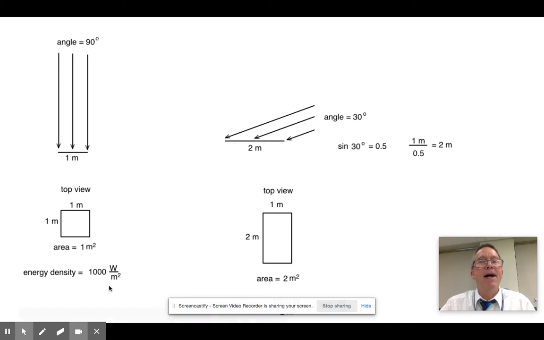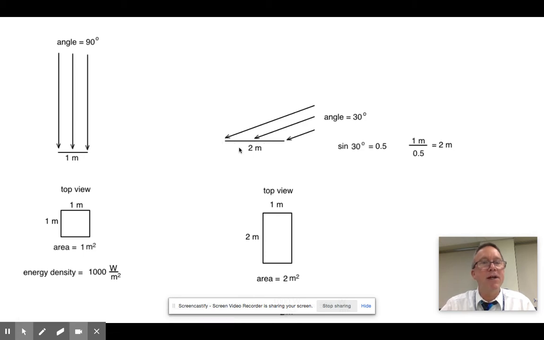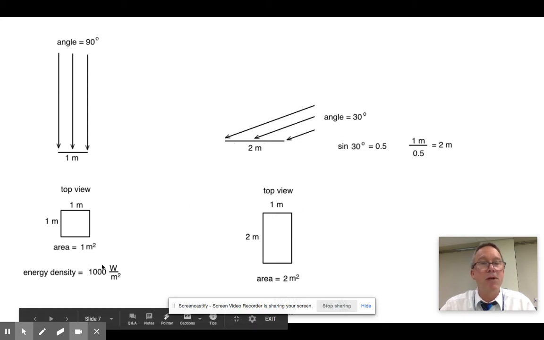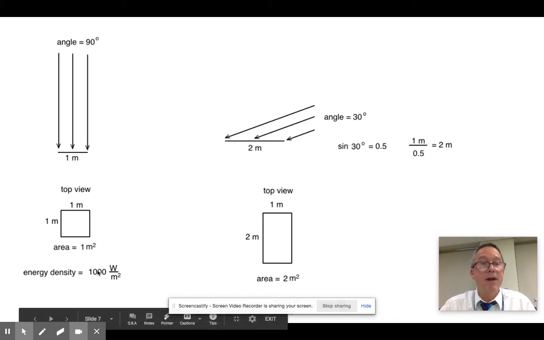So I would say the energy density would be, remember, I'm just rounding it to 1,000 watts per square meter. However, if I shine that light at an angle of 30 degrees, that energy is going to get spread out. In fact, it's going to get spread out over twice as much area. Mathematically, I can take the sine of this angle and multiply it by the solar constant. Since the light is coming at 30 degrees, the sine of 30 degrees is 0.5. So 0.5 times 1,000 gives me 500.